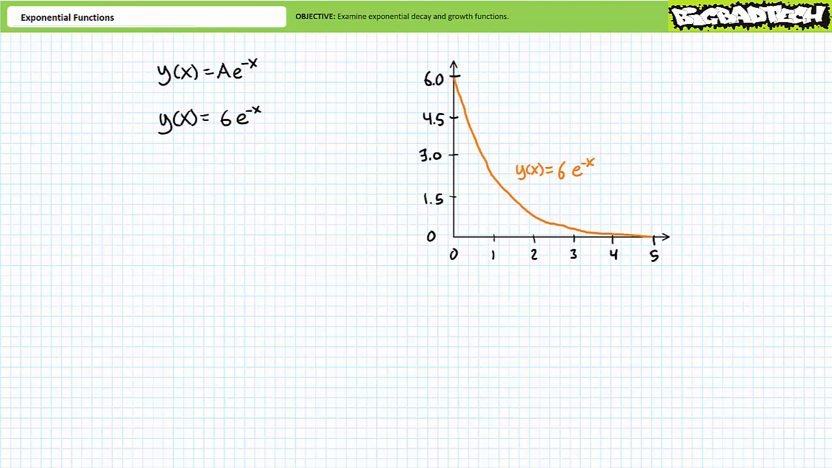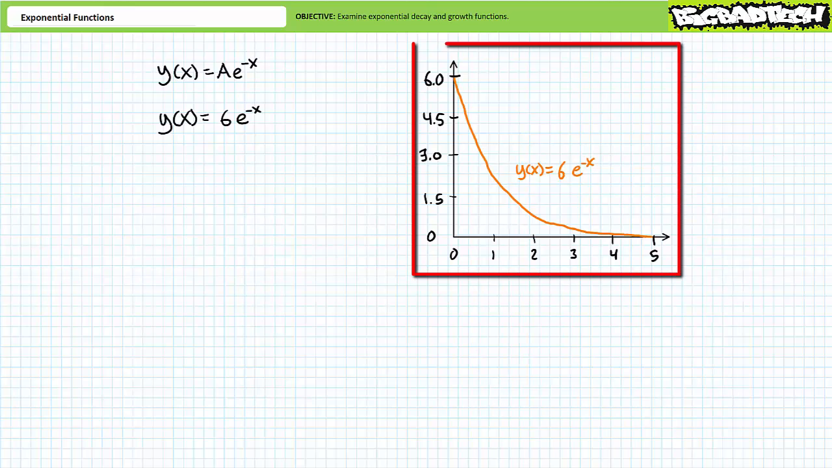What does y of x equals 6 times e to the negative x look like if we plotted it for x values from 0 to 5? Big surprise, it looks exactly like e to the negative x, only it starts at 6 and drops to 0 by x equals 5.